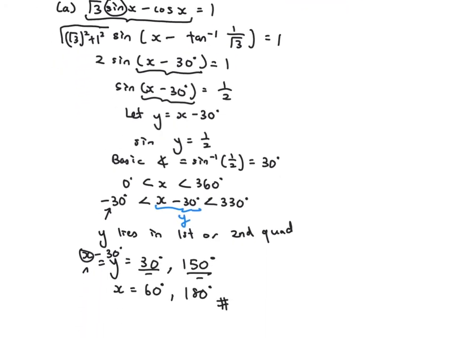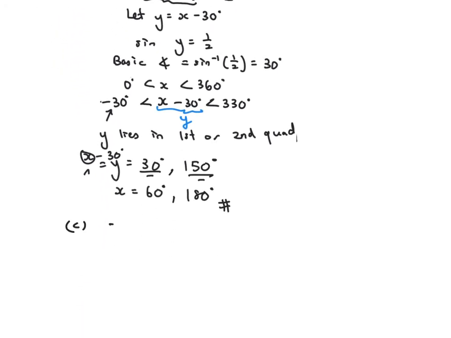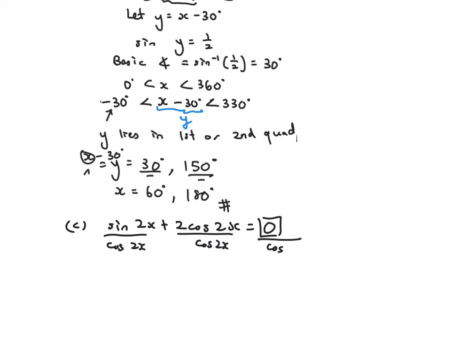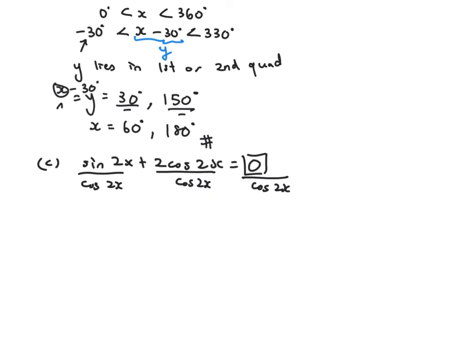Sine 2x plus 2 cos 2x equals 0. Now because it's equal to 0, I can divide throughout by cos 2x. So I divide by cos 2x, divide by cos 2x, and divide by cos 2x. Now you can see that this becomes tangent 2x plus 2 equals 0. So tangent 2x equals negative 2.